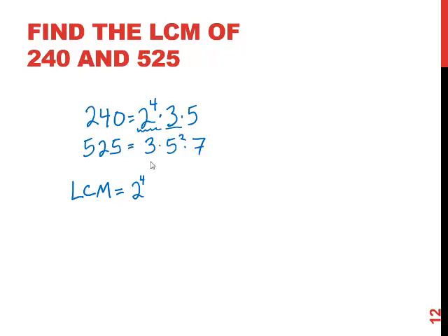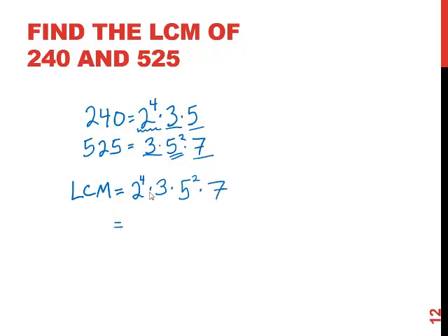I've got a 3 up here. I also have a 3 down here. So they both have 1, so the largest number that appears in either place is one of them. I've got 1 5 up here. I've got 2 5's down here, so the larger number that shows up somewhere are the 2 5's in the bottom, so we'll add a 5 squared into this as a factor. And finally we have a 7 in the 525. We don't have any 7's in the 240, so the larger number that appears anywhere is in the 525.